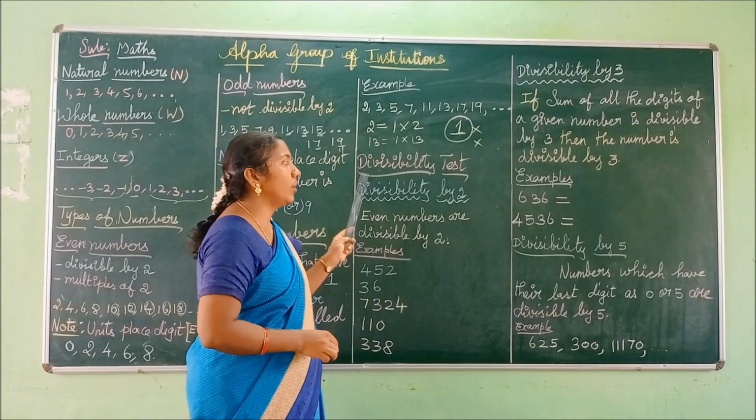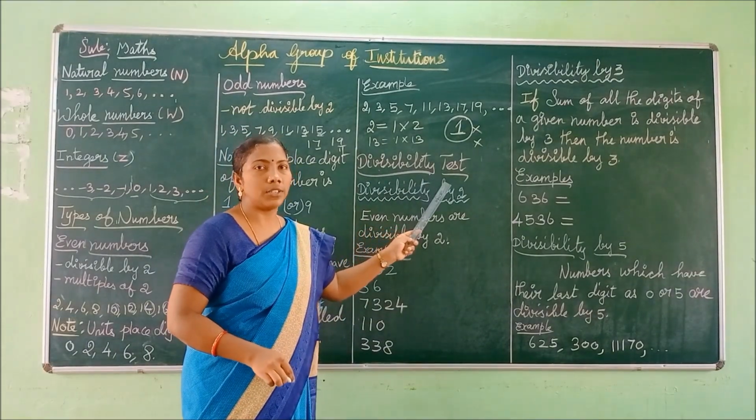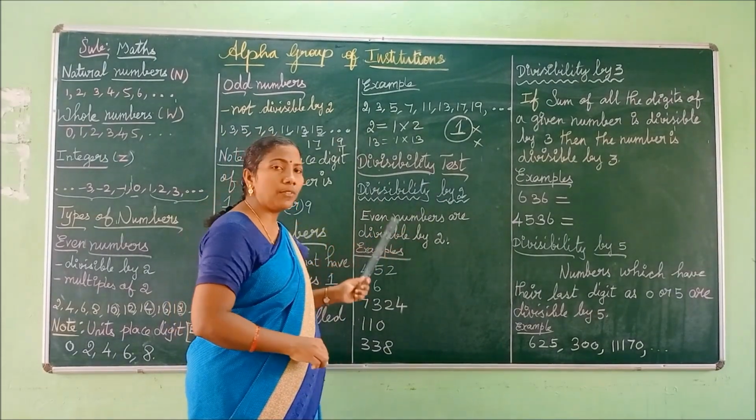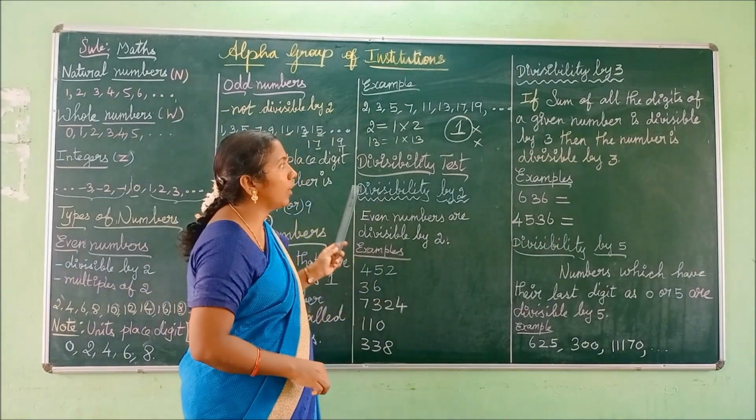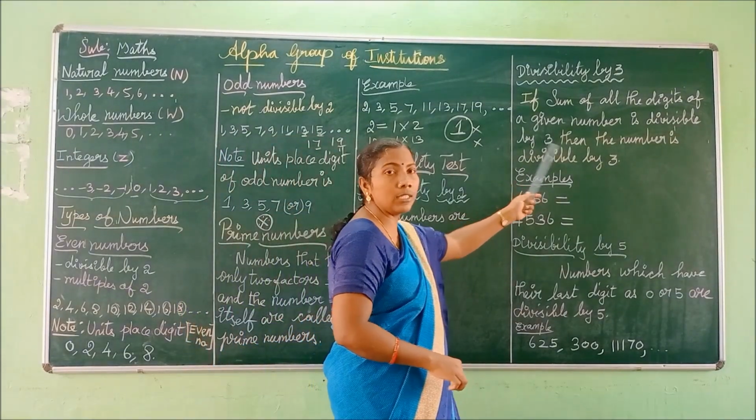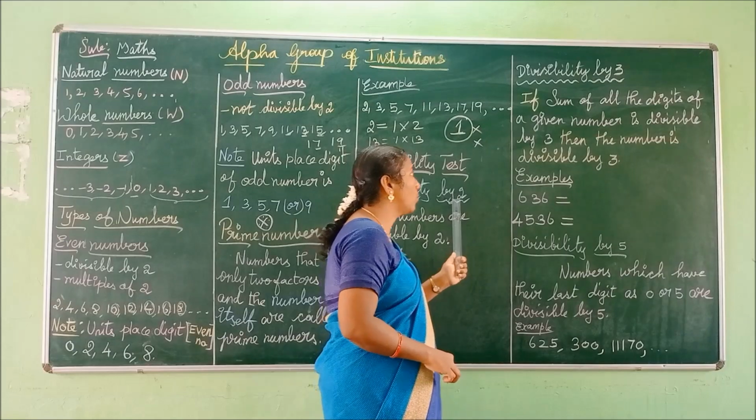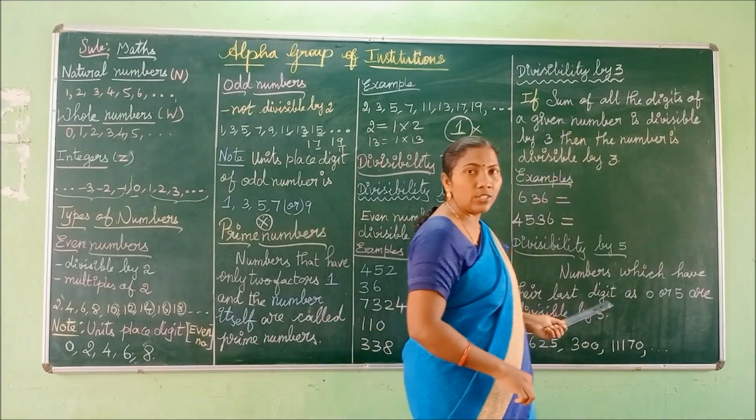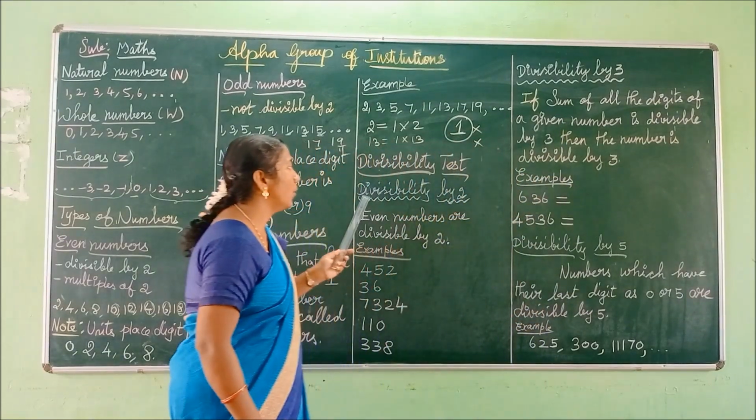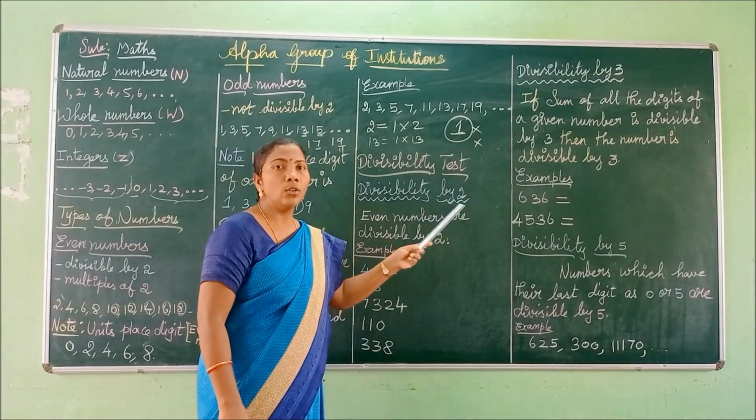Okay. Next, we are going to see divisibility tests. These are very important tests. Here we have the divisibility test for 2, the divisibility test for 3, and for 5. Okay. First we are going to see the divisibility test for 2.